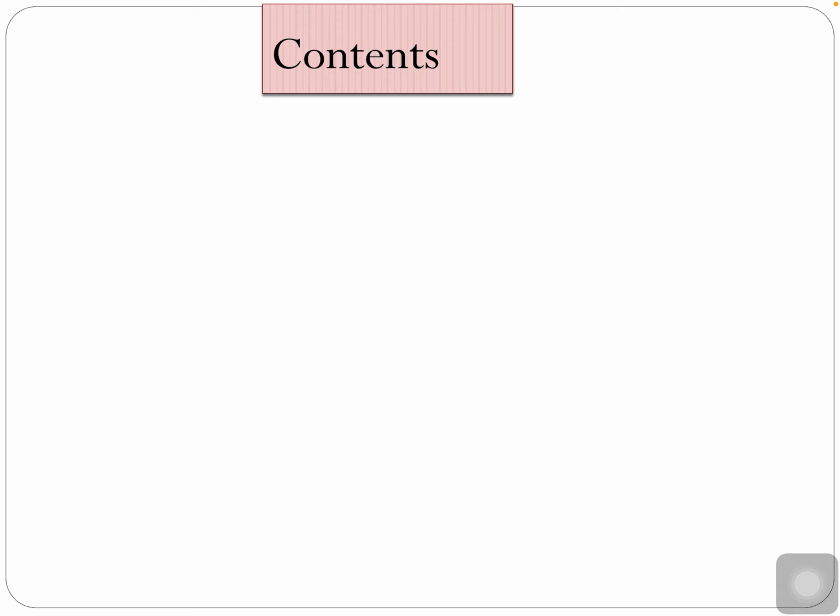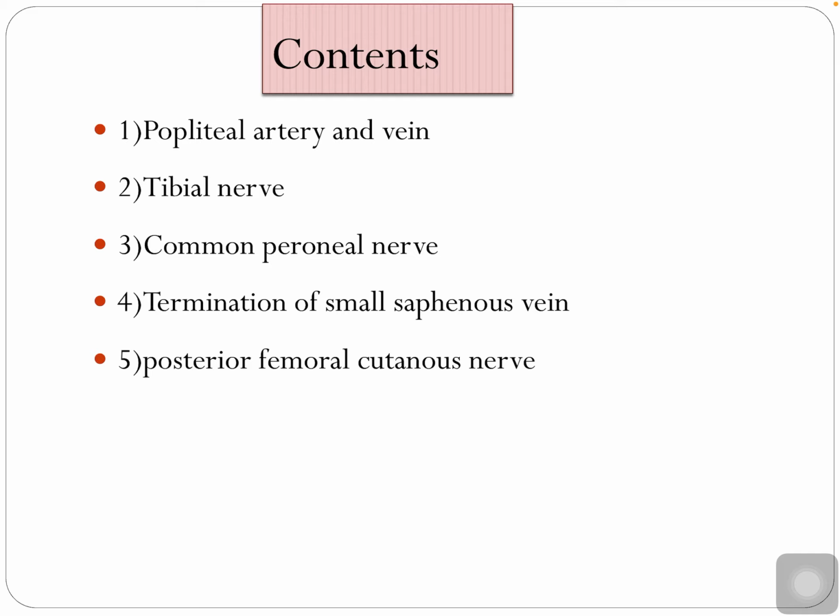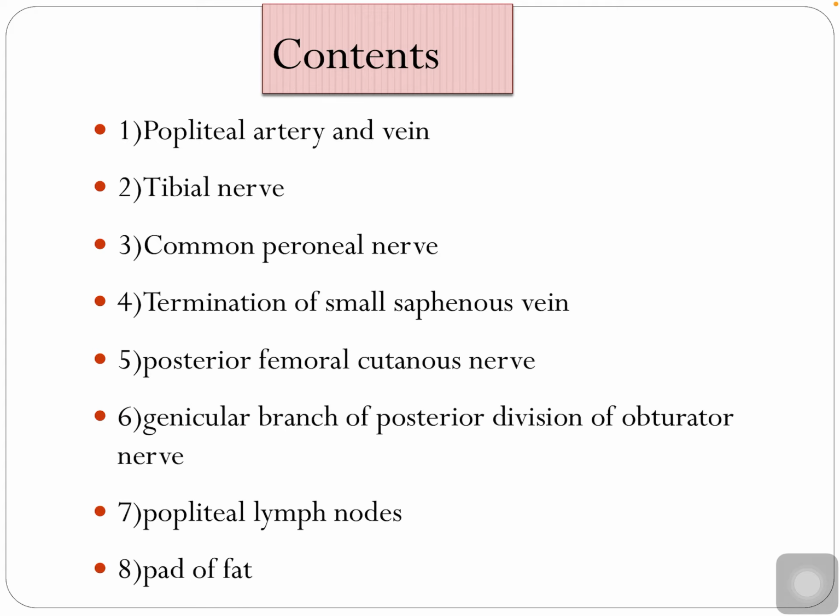Contents, so it will have femoral artery. You have learnt femoral artery, which will be continuing in the popliteal fossa as the popliteal artery. So popliteal artery, popliteal vein, two divisions of the sciatic nerve, that is the tibial nerve and the common peroneal nerve, termination of small saphenous vein into the popliteal vein, posterior femoral cutaneous nerve, and genicular branch of posterior division of obturator nerve, popliteal lymph nodes, and a pad of fat.